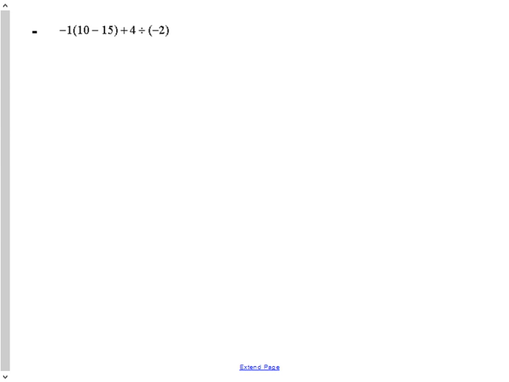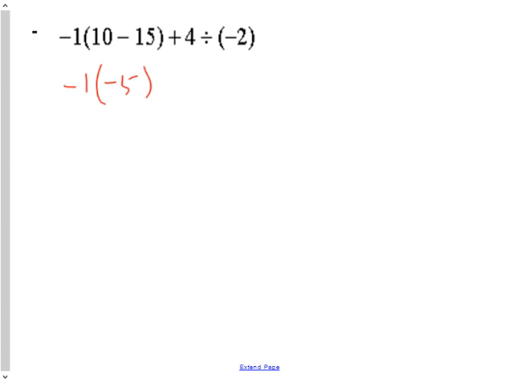Next question says negative 1 multiplied by 10 take away 15 plus 4 divided by negative 2. First thing I'm going to do is my brackets in BEDMAS. So what is 10 take away 15? It's negative 5, not positive 5, because 10 take away 10 is 0, 10 take away 11 is negative 1, etc. And the rest just simply comes down.